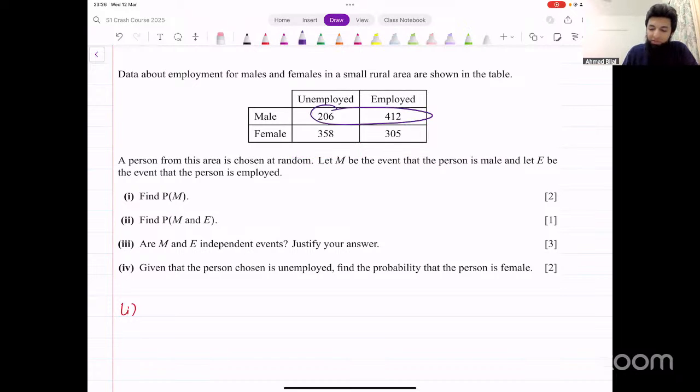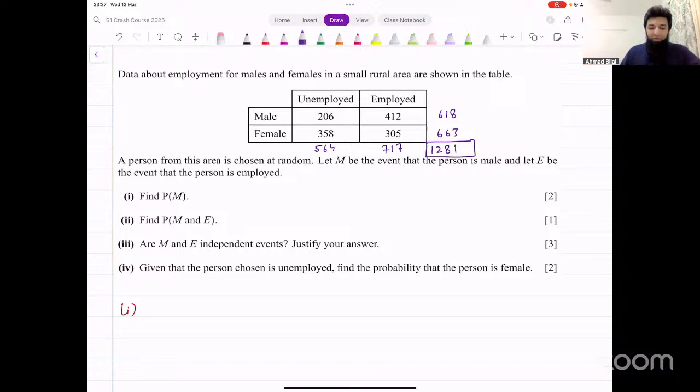What is 206 plus 412? That is 618. 305 plus 358, that should be 663. 206 plus 258, 564. And then these two numbers, they add up to 717. And then the grand total. What's the grand total? 1270, no, 1281. Okay. Add these totals, first of all, and they will help you with your calculations. Always do this whenever you have a probability question in which you have information given in the form of a table.